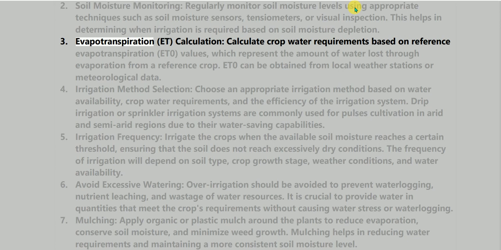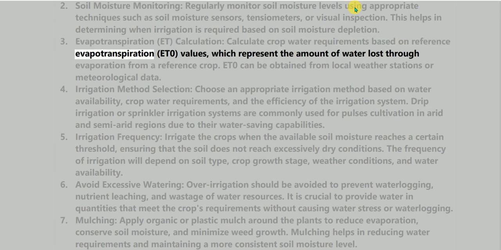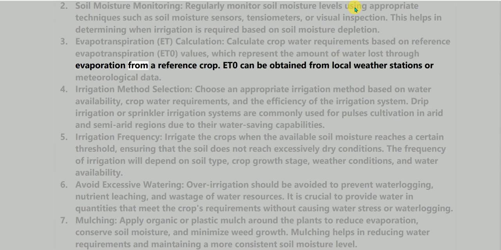3. Evapotranspiration, ET, calculation. Calculate crop water requirements based on reference evapotranspiration, ET0, values, which represent the amount of water lost through evaporation from a reference crop.